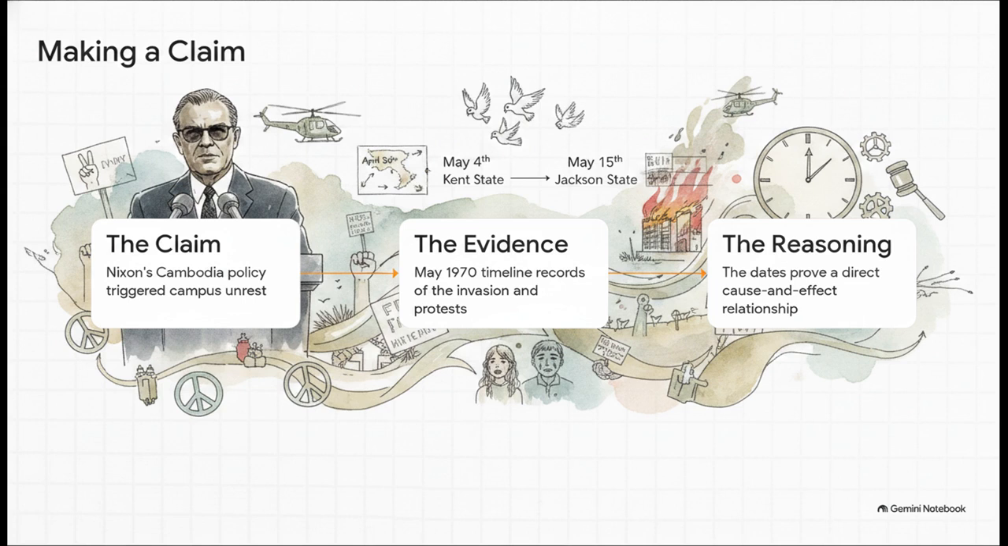Finally, step 3 is the reasoning. Because the nationwide student strikes and the tragic campus violence happened literally within days of the president's public announcement, the dates undeniably prove a direct cause and effect relationship between the government's policy and the public's protest. And there you have it. That is exactly how you build a solid historical claim.